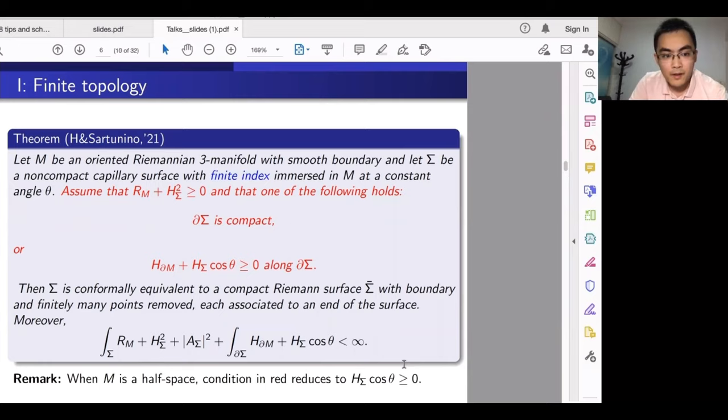Now, when the ambient space M is the half space of R3 in particular, the condition in red just reduces to the condition we have seen in the main theorem. Okay. So now let's give a rough, detailed proof of this theorem.